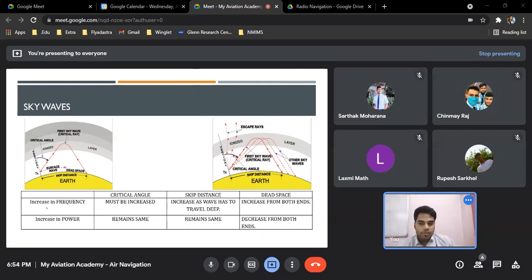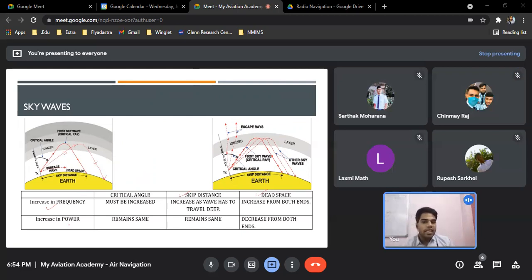If I increase my frequency, what happens to the critical angle? It must also be increased. When I increase my frequency, the penetration depth will also increase, so the critical angle must also be increased. If we increase the critical angle, my range will also increase. So the skip distance also increases and the dead space also increases from both ends. Why? Because this is the new layer which is formed because I just increased my frequency.